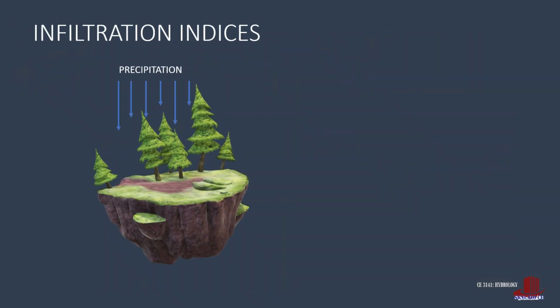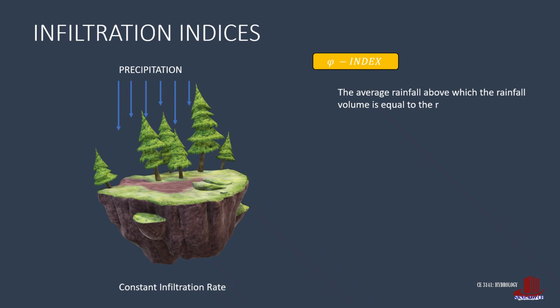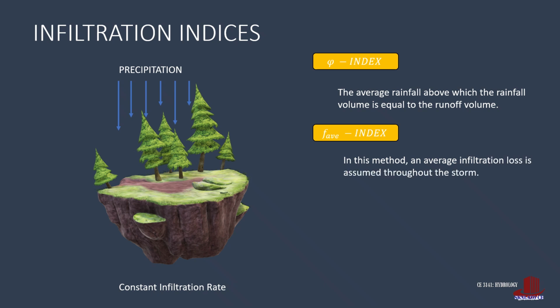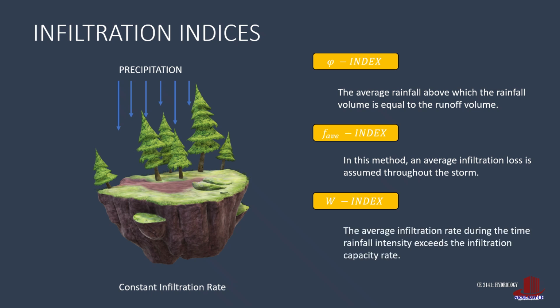For a certain water basin, if precipitation occurs, there are water losses and possible runoff if the rain is ample enough. In order to compute for the runoff, we need to make the infiltration constant. This is done in three methods. The first is the phi index, with the concept that the rainfall volume is equal to the runoff volume. The second is the F-average method, taking the average infiltration loss throughout the storm duration. The third is the W-index, which takes the infiltration rate during the time the intensity is more than the infiltration capacity rate.